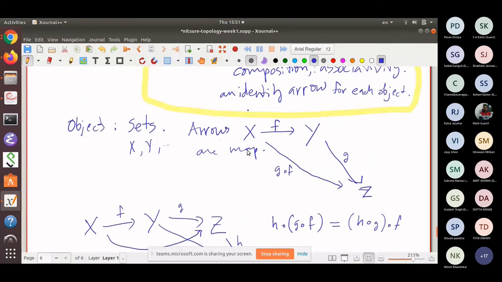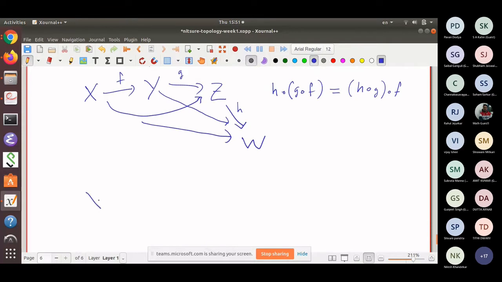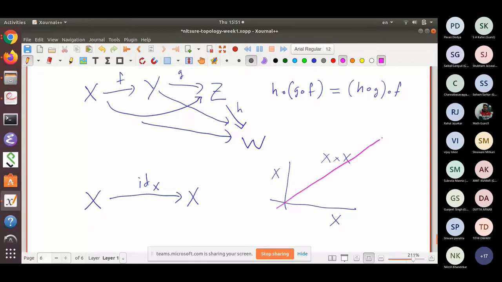Now I need an identity arrow for each object. So here is an object. The object is a set, and I need an identity arrow for each one. That's the identity map from X to X. Okay. So how does the graph of identity look? Graph of identity, this is X, this is X, this is X cross X, and this is the graph of identity on X. Because any element here is small x comma small x.